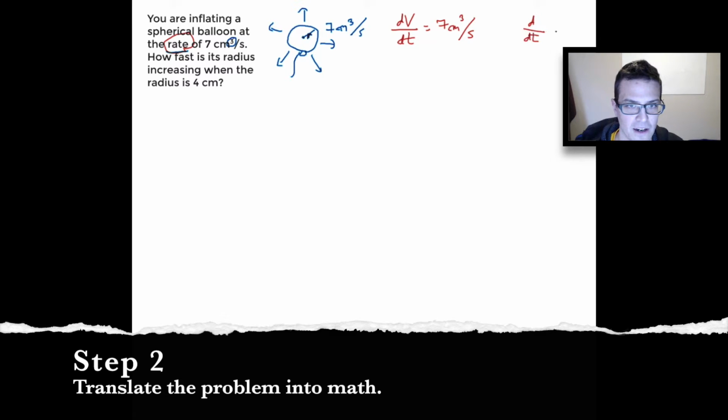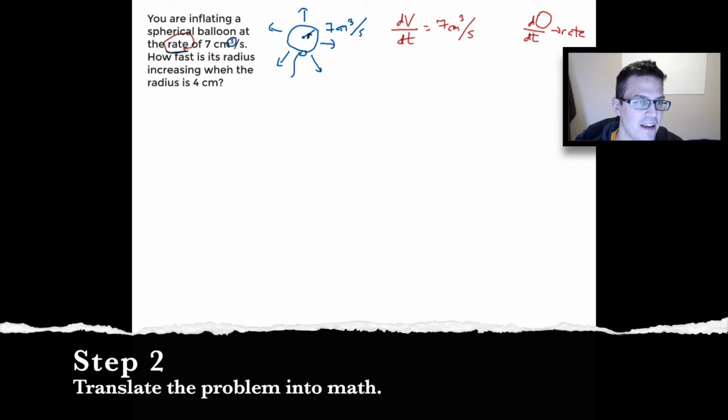So I'm going to write that over here. Anytime you have d over dt, it's going to represent the rate. Okay, and then whatever you're finding the rate of is going to go right here. So we're finding the rate of the volume with respect to time. So the rate of the volume is 7 cubic centimeters per second. So we're not actually looking for that. This is just given in the problem.